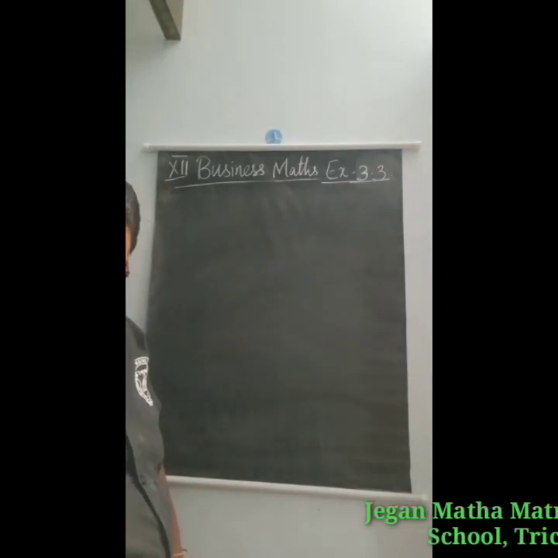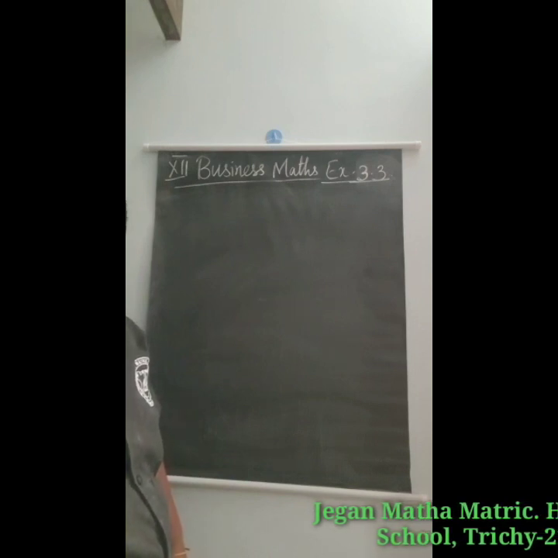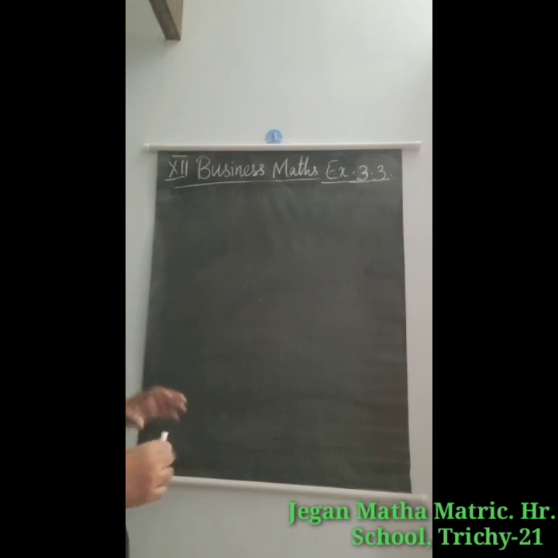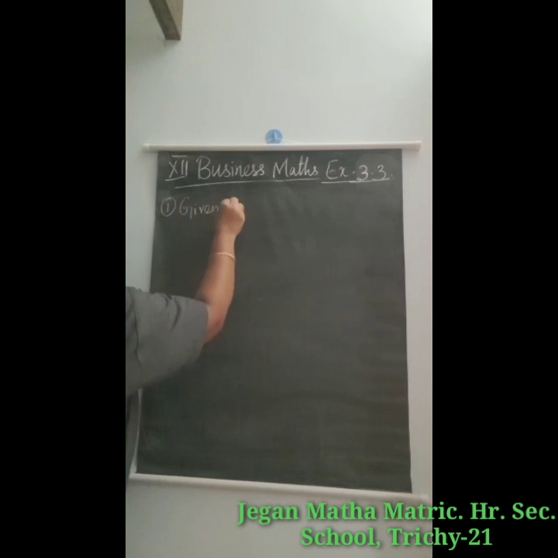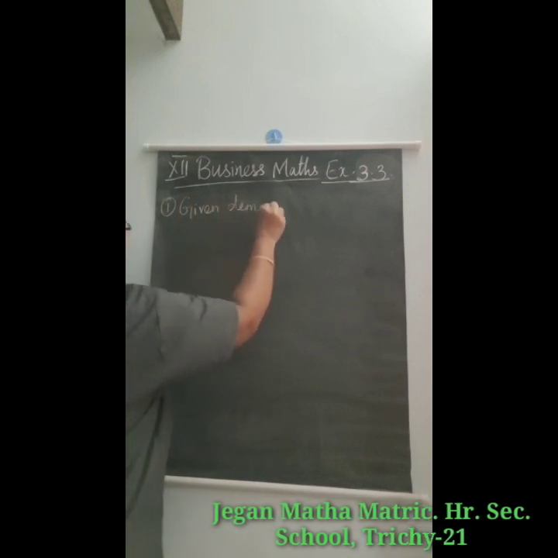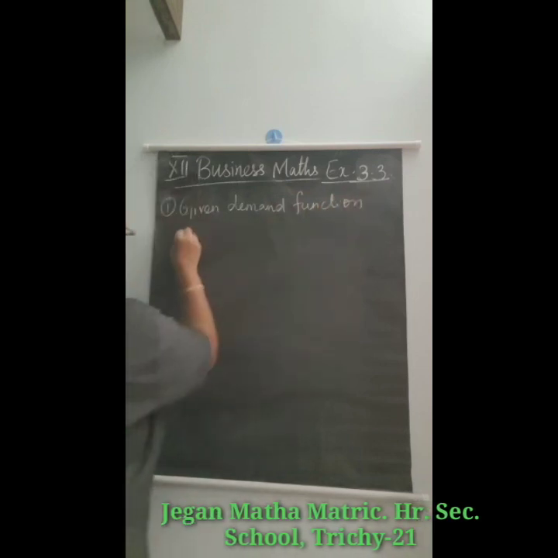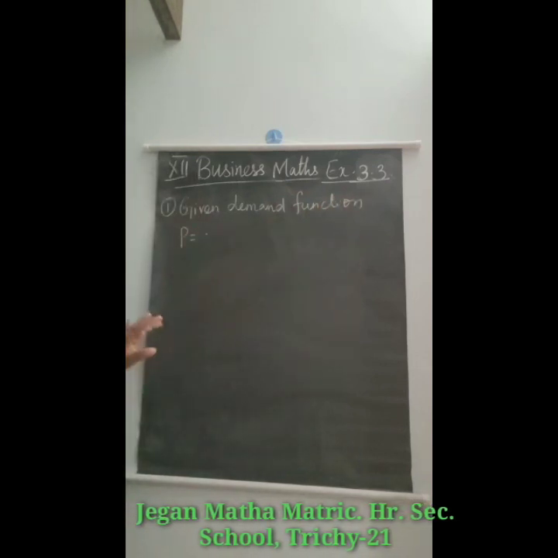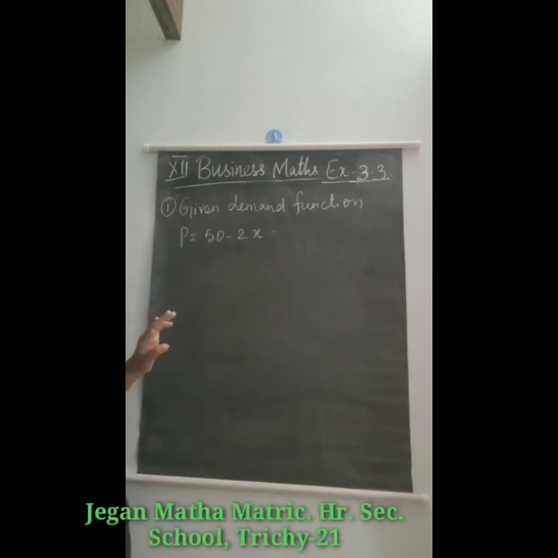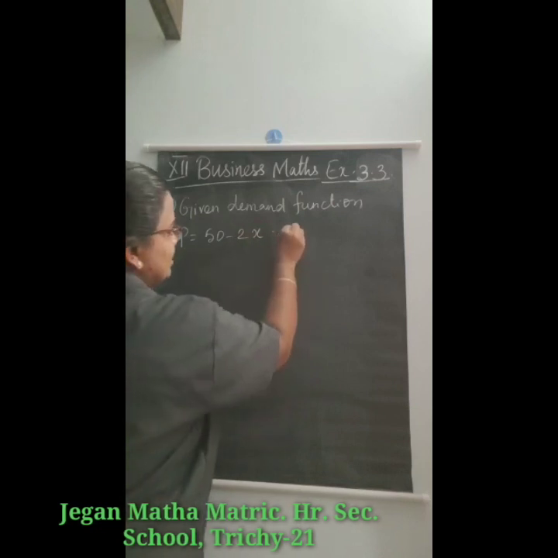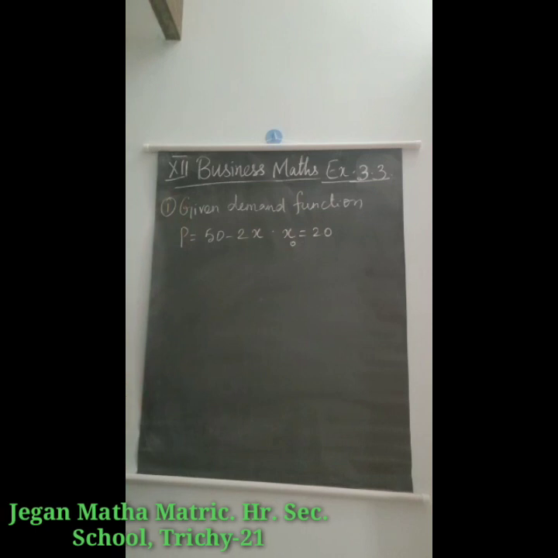Calculate consumer surplus if the demand function P is equal to 50 minus 2x and x is equal to 20. Given demand function is given. What is the demand function? That is P is equal to 50 minus 2x. And what is x? X is equal to 20. So that is considered as x naught is equal to 20.